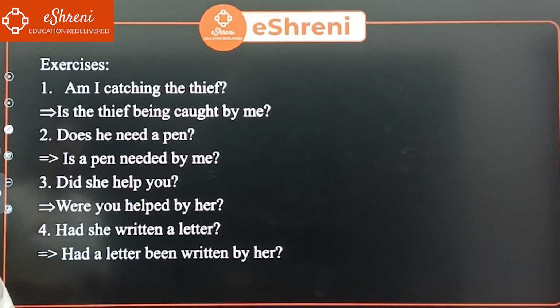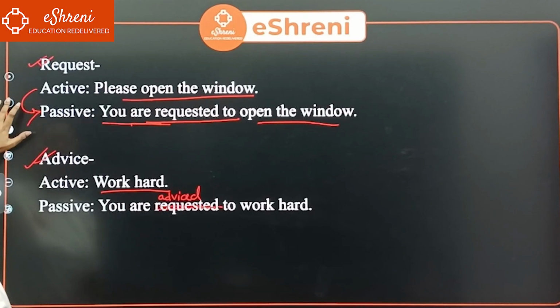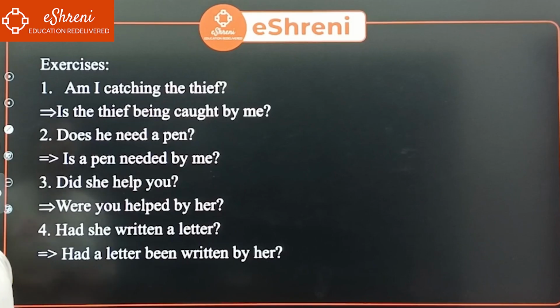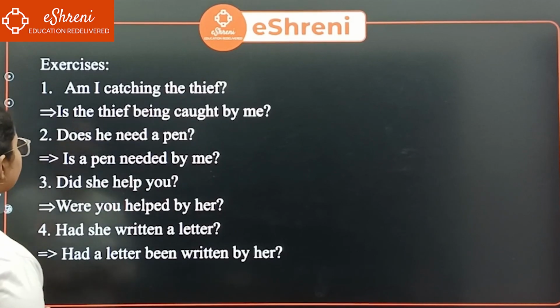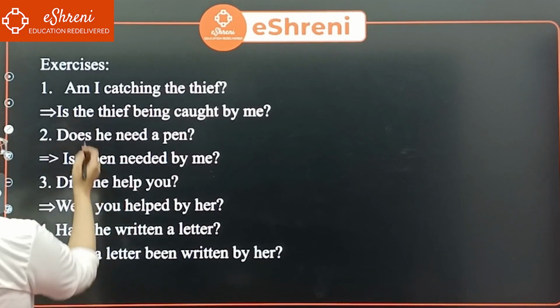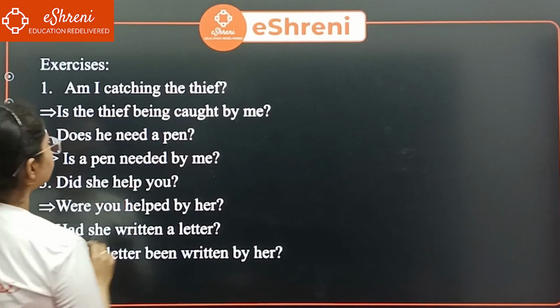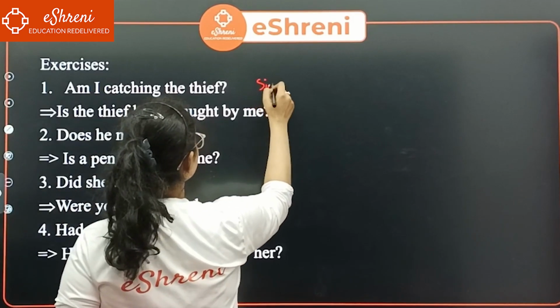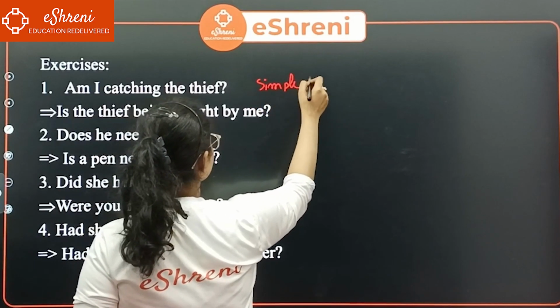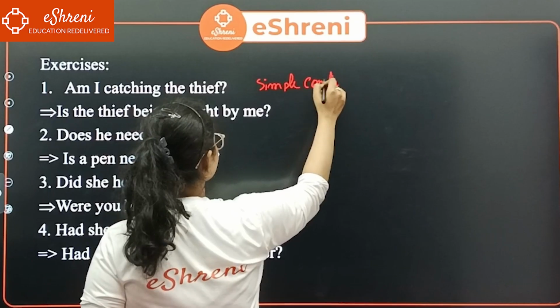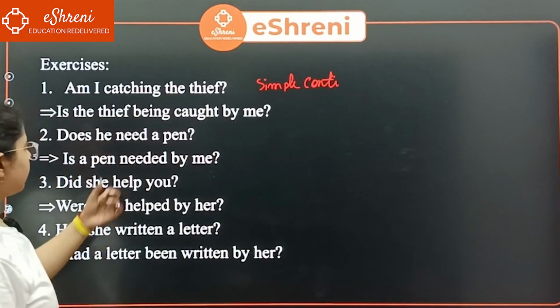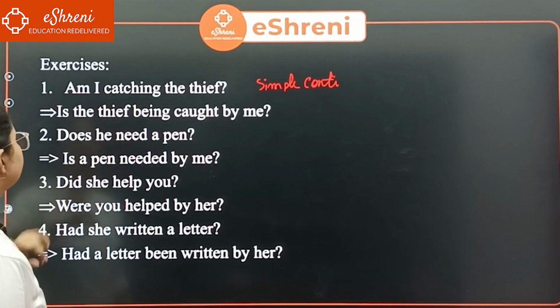Next, let's look at some exercises. But first, okay, am I catching the thief? So what is this, am I catching the thief? What tense is this? This is the simple continuous tense. Next, here we first have to find what the subject, verb and object are.